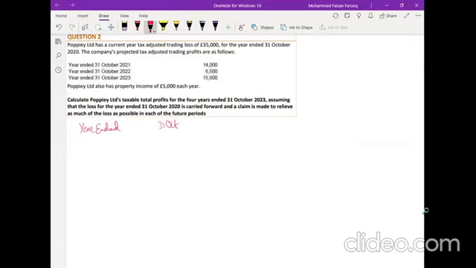Okay, so what are they saying? They are saying we have Popeye Limited. This is a company, and the company incurred a loss. Now, first of all, we must remember that in the company's case, there is no basis period, so it will be a bit easier.